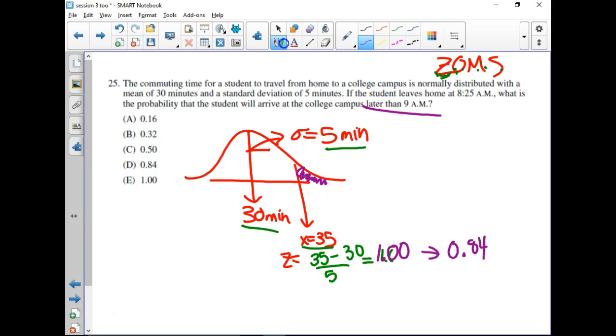Okay. So the final answer would be what, guys? Yeah, 0.16. Very good. And why again? We need to do 1 minus 0.84. Our chart only does this area here. This is 0.84. And that's why we do 1 minus 0.84 to give us 0.16.